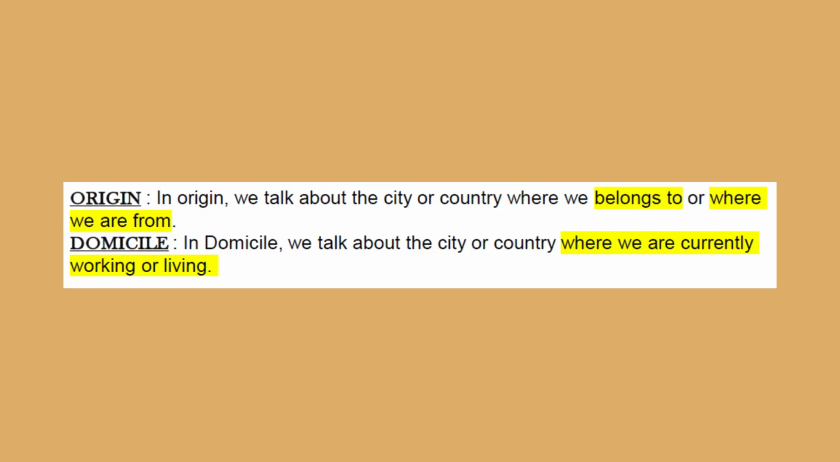In this topic, we have two main terms, origin and domicile. In origin, we talk about the city or country where we belong to or where we are from. In domicile, we talk about the city or country where we are currently working or living. For example, if I say I am from India but I live in Canada, so India is my origin, but Canada, that's my domicile.